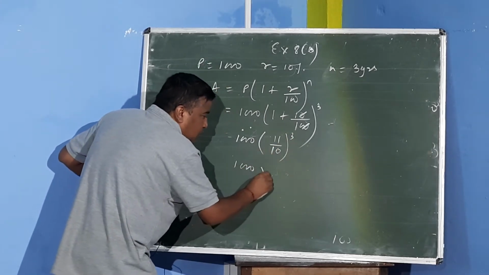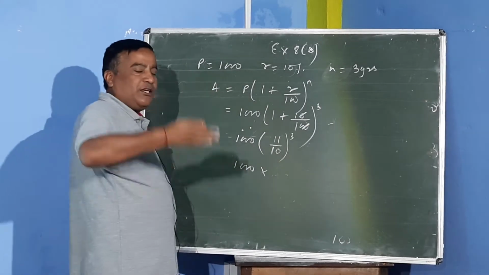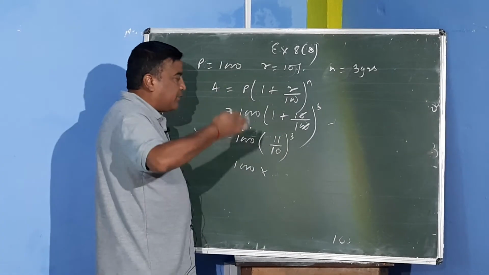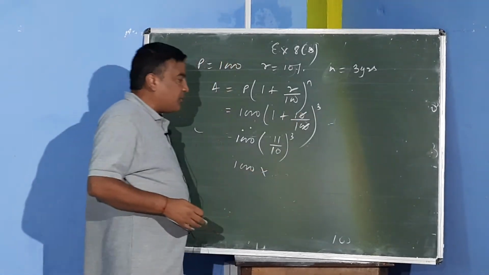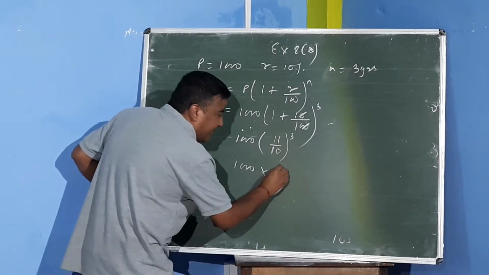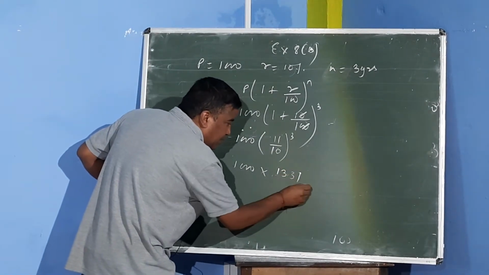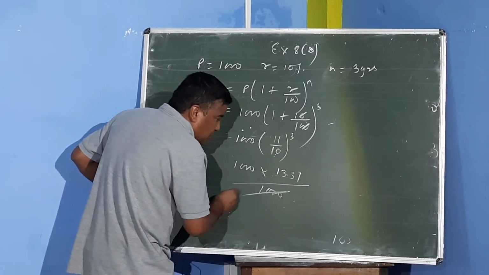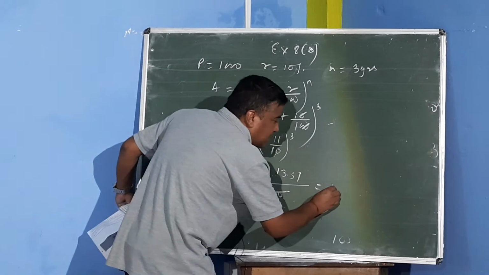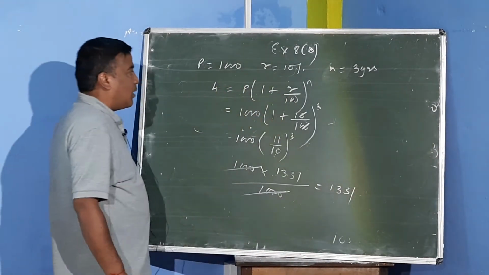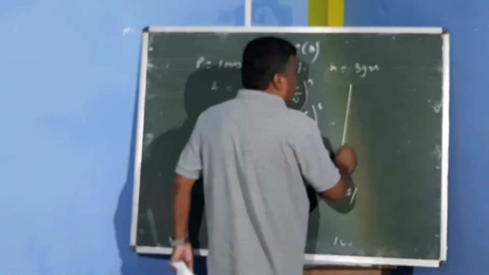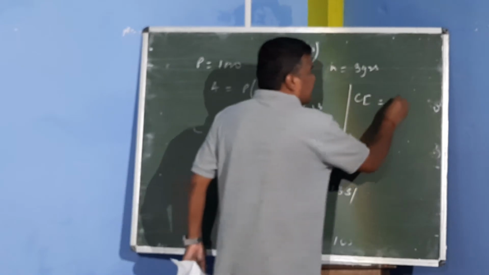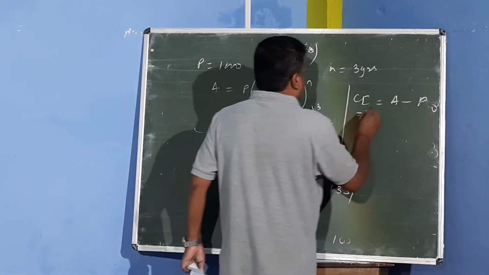Now, 1000 into 11 cube, which means 11 into 11 into 11. 11 into 11 you multiply, you will get 121. Into 11 again is 1331, divided by 10 into 10 into 10, which means 1000. These two will get cancelled. So, the answer is 1331. After that, we have to find out the compound interest.